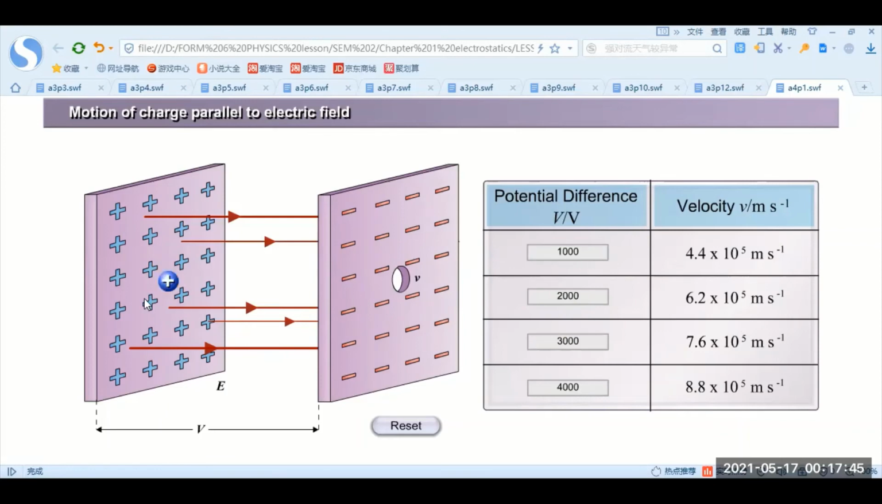Let's look at the difference between 1000 volts and 4000 volts: at 4000, the speed is faster. The velocity of the charge in the electric field is directly proportional to the potential difference. The stronger the potential difference, the stronger the voltage, the faster the charge moves in the electric field. No matter whether positive or negative: a positive charge moves from positive to negative, and a negative charge moves from negative to positive. That's all, just the opposite direction.